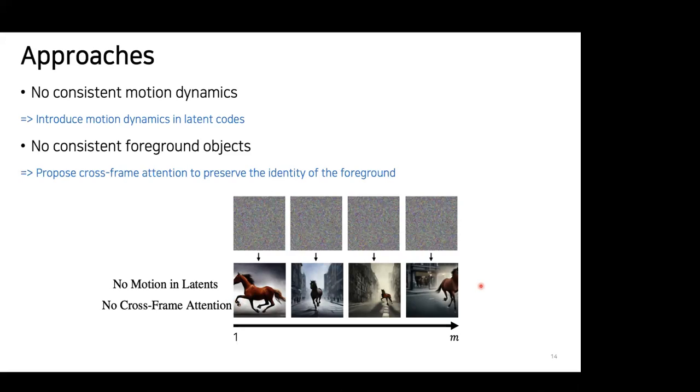So in this work, what they do is they introduce this motion dynamics in the latent codes to induce this consistent motion dynamics. And also they propose cross-frame attention to preserve the identity of the foreground and background scenes. So there's like these two big contributions of this work.